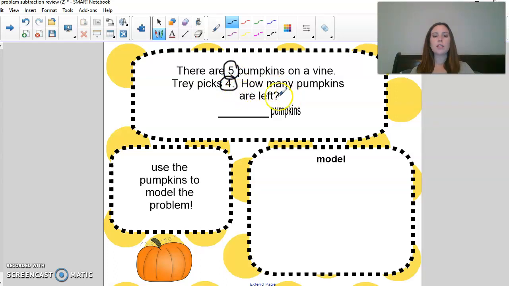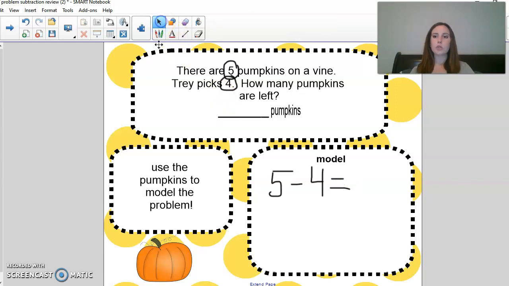All right, so Trey wants to know how many pumpkins are left. So I'm going to go down here and I'm going to write 5 minus 4. Put in my equal sign. Now, I am going to use pictures. I'm going to use these pumpkins to illustrate or to show my word problem.